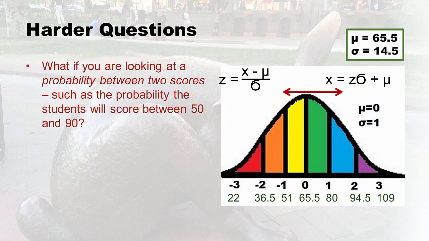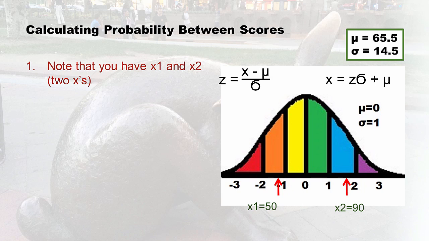So here's another question we haven't handled yet. What if you were looking at a probability between two scores, such as the probability the students will score between 50 and 90? So it's somewhere in the middle. Note that in that case, when you have a between one, you actually have two x's, and we'll label them x1 and x2. So the not so smart friend is going to be x1, and the smarter friend is going to be x2, just to keep these x's straight.